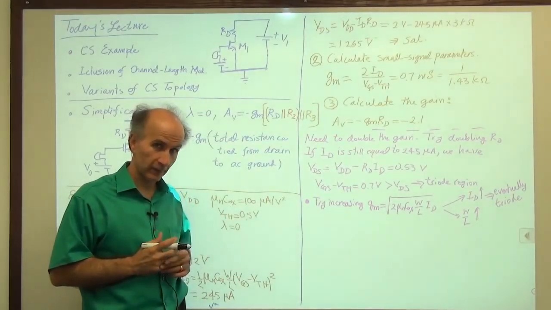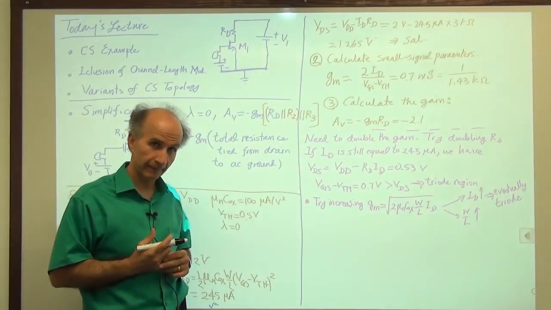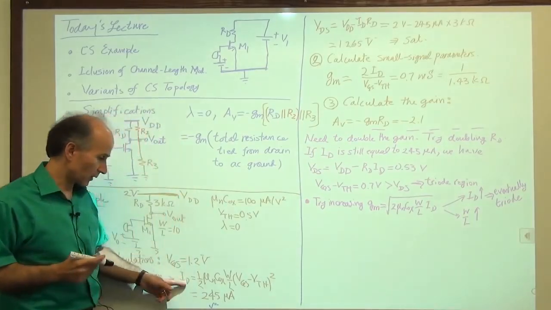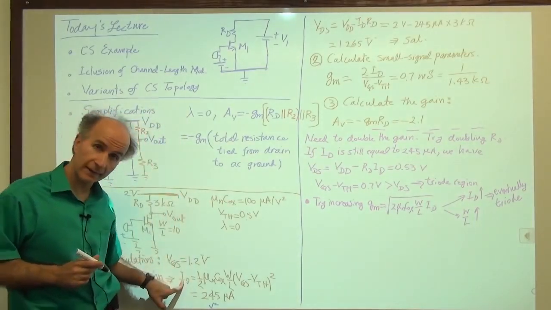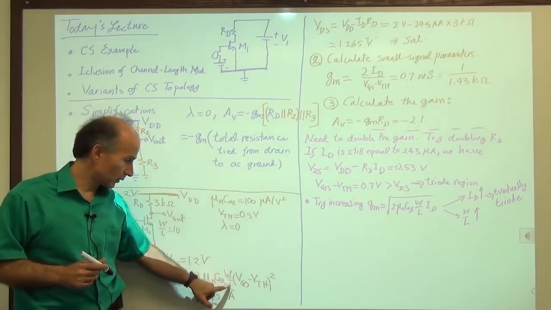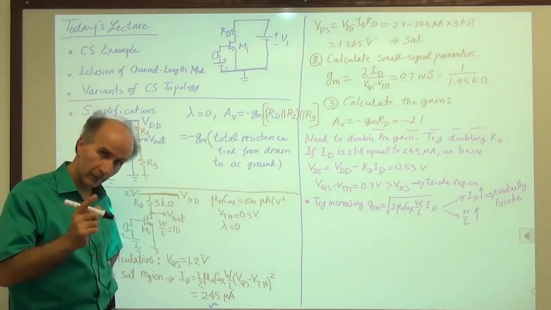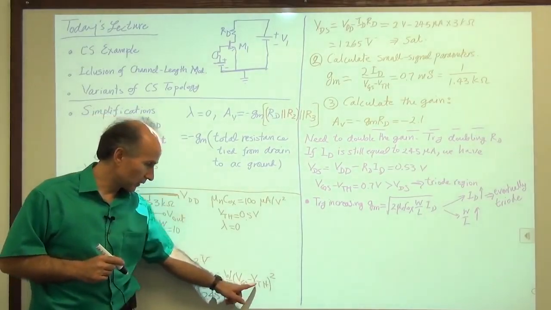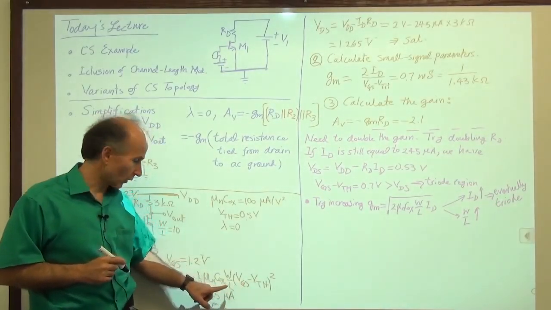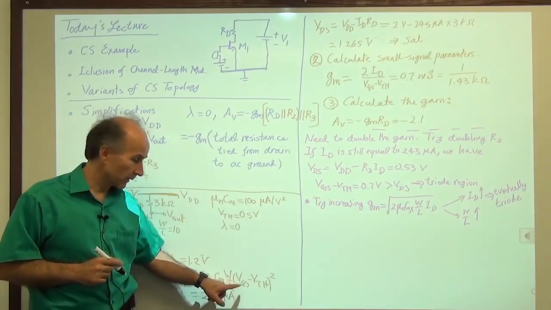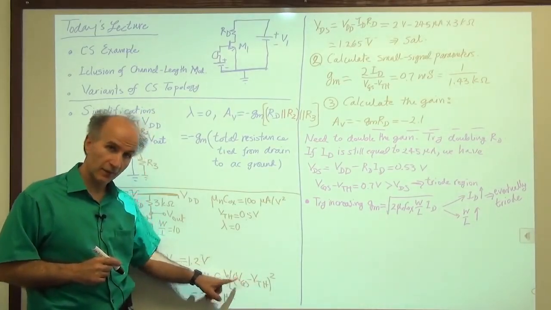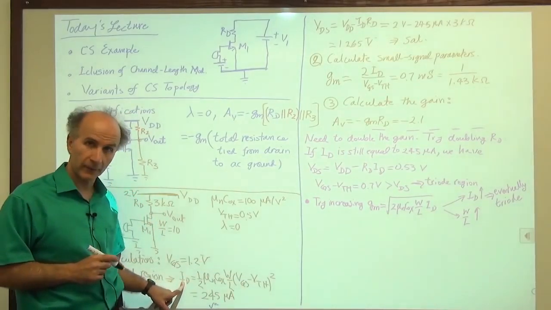That's possible, right? Do you know how to do that? So let's go back to this equation. What I would like to do is keep ID constant, but increase W over L. That's possible provided that I play with VGS minus VTH. So I make W larger, but I reduce VGS minus VTH such that ID is constant. Okay, we can do that.